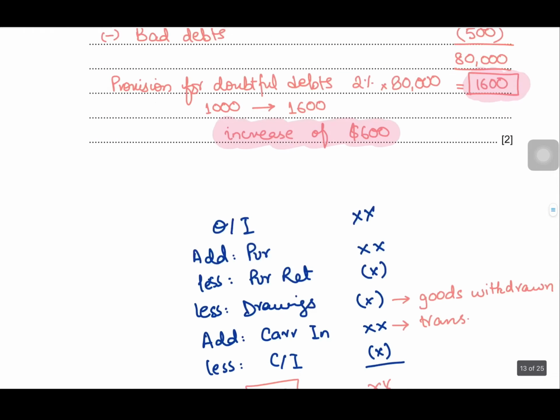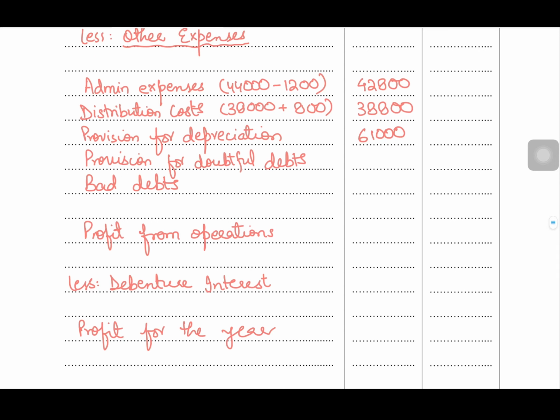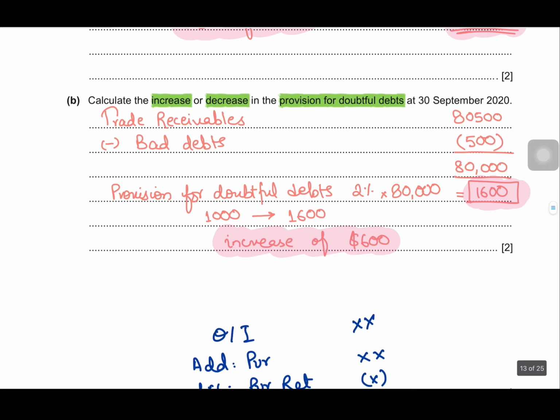$61,000 of depreciation for the current year ended 30th September 2020. So far all the adjustments are really easy, right. $61,000 is your depreciation. Then the next expenditure that we have is provision for doubtful debts. For that we did the calculation in part B. We calculated that $1,600 is the current year provision for doubtful debts, and there was an increase of $600.